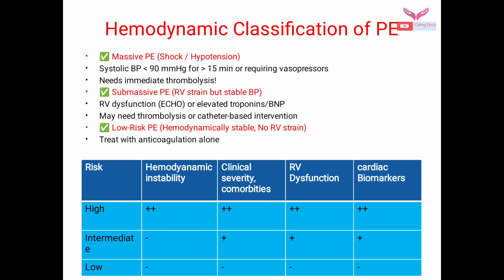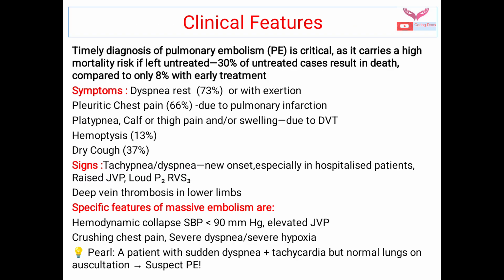So hemodynamic classification of pulmonary embolism is massive pulmonary embolism when it is associated with shock or hypotension. Such patients need thrombolysis. Submassive pulmonary embolism is when there is RV dysfunction on echocardiography, or the patient has elevated troponins and BNP. These patients may need thrombolysis or catheter-based intervention. And low risk pulmonary embolism is when the patient is hemodynamically stable and has no RV strain on the echocardiography, and these patients are treated with anticoagulants only.